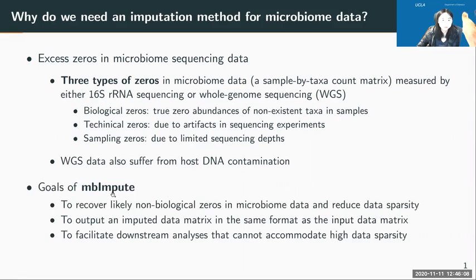And we propose mbImpute with three goals. The first is, of course, to recover likely non-biological zeros in microbiome data and therefore reduce data sparsity. Our goal is also to output an imputed data matrix, a sample by taxa count matrix in the same format as the input matrix. Because we can reduce the sparsity, many downstream analyses that couldn't work for highly sparse data will now become useful, as we'll see later in my slides.